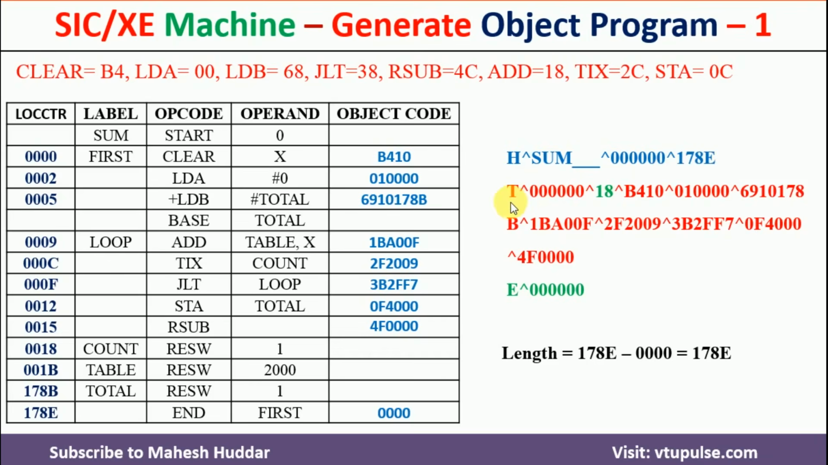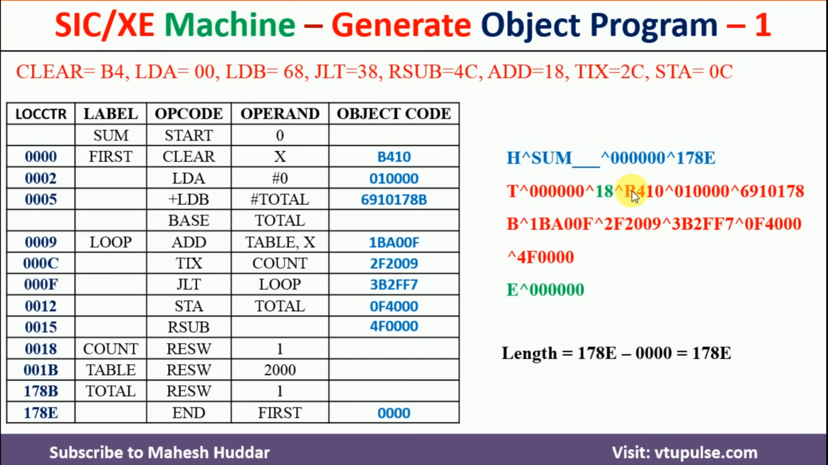Now coming back to the text section, it will start with T. After T, we have to write the starting address of this particular text section, because you may have multiple text sections. Out of that, this text section starts from 000000. That is, in 6 columns we have to write here. So the text section starts from here. Again, let us say that if the next text section starts from here, it will be 00000F. That is the starting address. I will tell you about this 18, how to write it, later.